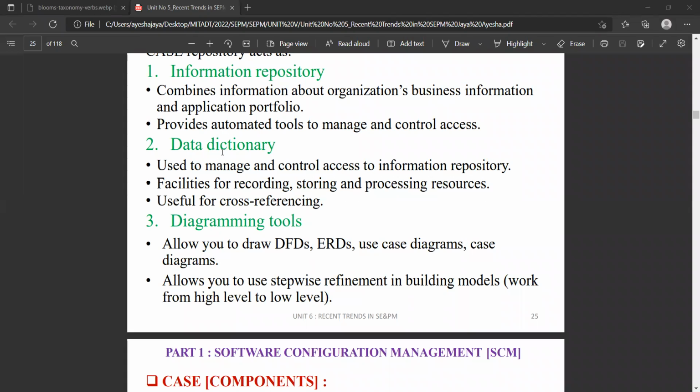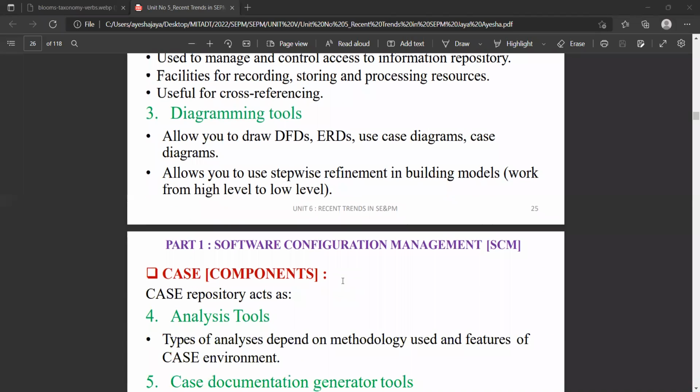Then you need a data dictionary, because ultimately you are storing data. If you are storing data, data about data also needs to be stored there. So automatically you need to create a data dictionary. And of course, the diagrammatic tools. You have DFDs, that is data flow diagrams. The tools should allow us to create all that. Your ER diagram, that is your entity relationship diagram. Entities are nothing but tables. So you create tables and then, like class diagrams, you show connections.